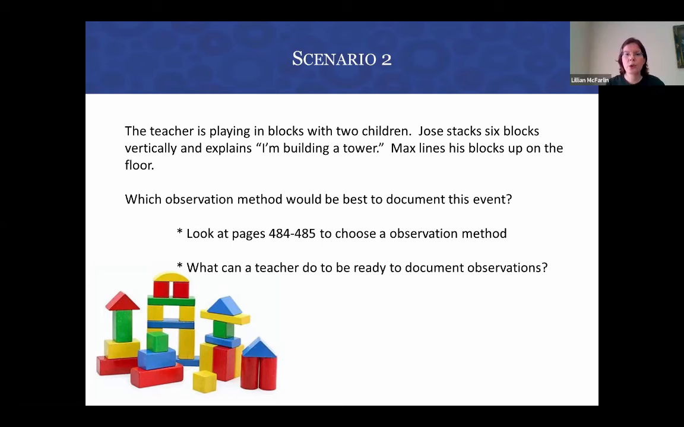So what can you as a teacher have ready, or how can you be ready to take notes as you're walking around the classroom and playing with children? What can you do to be prepared to take notes? You're not going to have a clipboard hanging around your neck, probably. You might. With the sticky notes? Yeah, I just have sticky notes. Sticky notes in a pocket, sure.